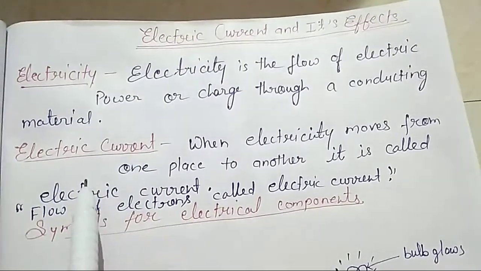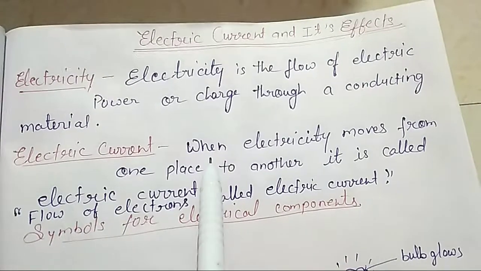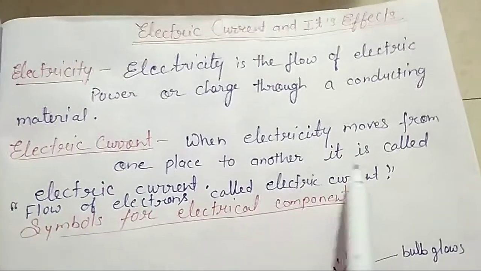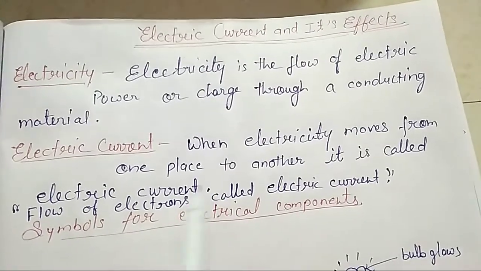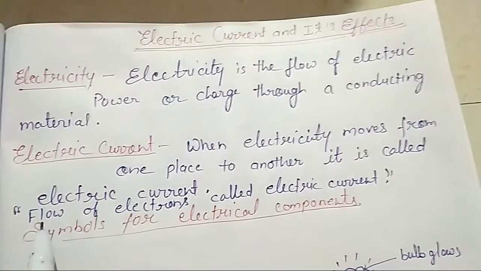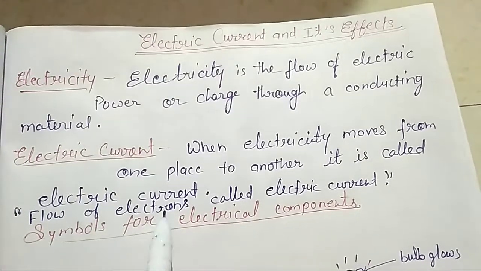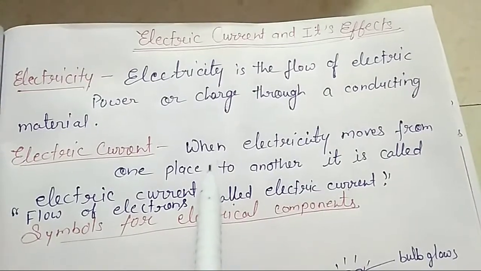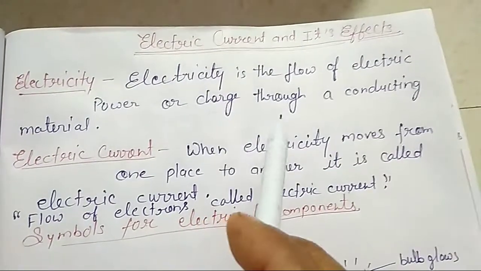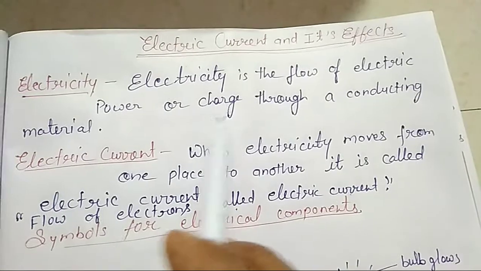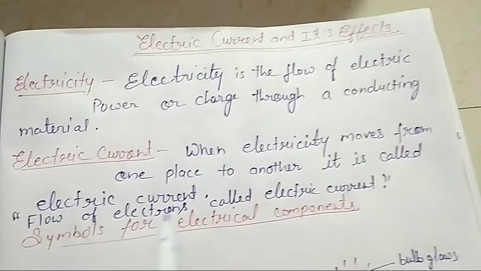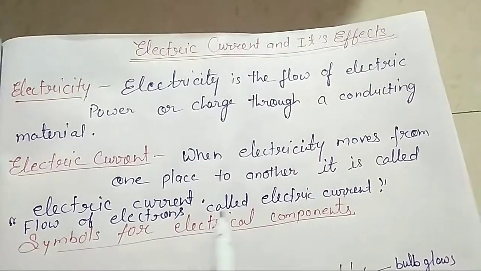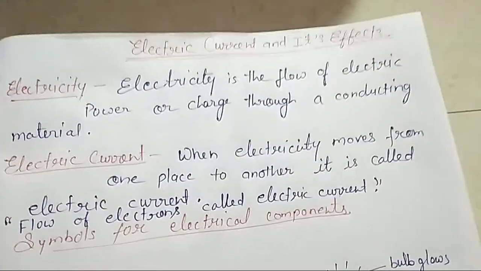As you can see here, electric current. When electricity moves from one place to another, it is called electric current. And there is one simple definition of electric current: flow of electrons is called electric current. Charges through a conducting material, that is charge, that is known as electrons. Electrons are known as charges. When they flow, that is known as electric current.